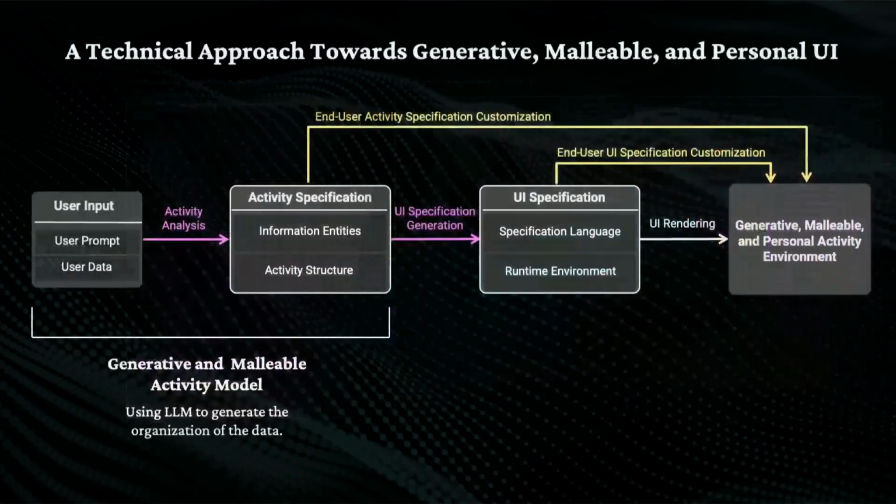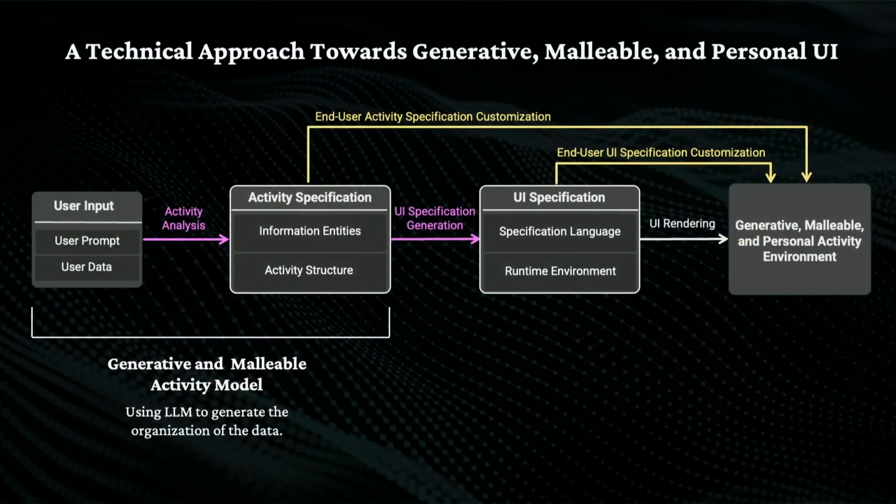But basically, the idea is that we have this generative and malleable activity model that drives the generation of the interface. Now, I want to note that the data the system uses right now is generated by a large language model. And we do not advocate for this because the data will have errors. What we really want to focus on is generating the overall specification itself. And in the future, based on this specification, we can use the correct APIs to pull in more reliable data.